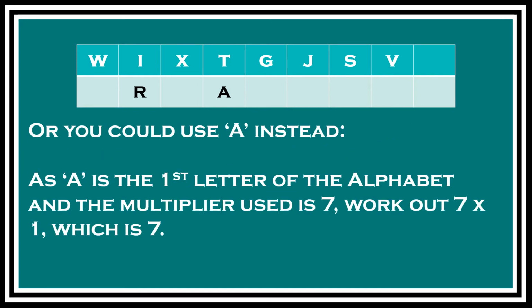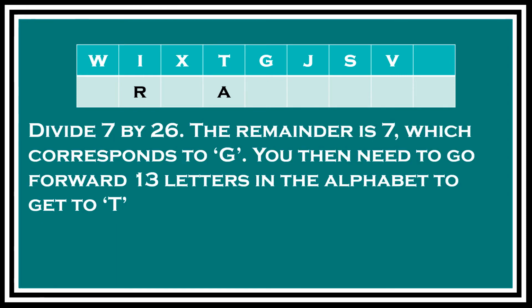Or we could use A instead. A is the first letter of the alphabet. The multiplier used is 7. Work out 7 times 1, giving us 7, which has a remainder of 7 when we divide by 26, and the 7th letter of the alphabet is G, but we want to get to T, so we need to go forward 13 letters in the alphabet. So that tells us that our Caesar shift, or the number added, is 13.